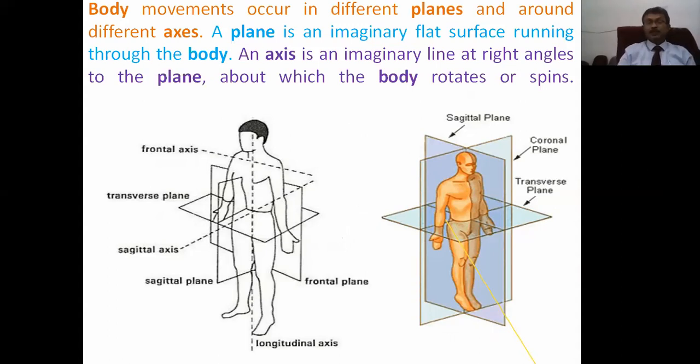Body movement किसमें होता है? It is based on the plane, जिसको सतह कहते हैं plane को. तो there are 3 types of plane. One is called the frontal plane, जो आप मेरे को सामने से देख रहे हैं.